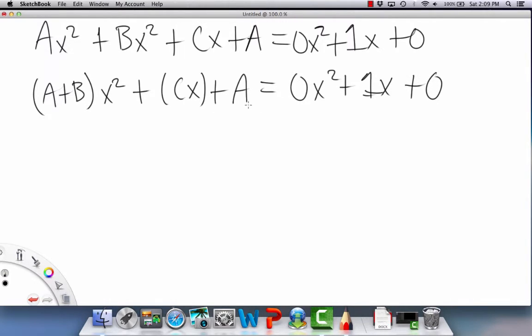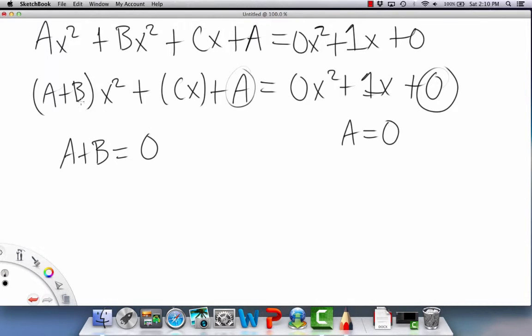Okay, so as we can compare, the first thing is the constants. The only constant on the left is a, and the only constant on the right is 0. So a is going to have to equal 0. Yes, that's correct. So a equals 0, and that makes it easy to figure out b, because a plus b should equal 0 as well when we're comparing the coefficients of the x squared terms. So if a equals 0, then b must also equal 0. So now we know b equals 0.